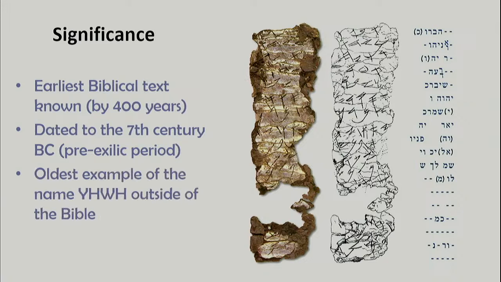And it also contains the oldest example that we have of the Tetragrammaton, the name of God. The YHWH is the oldest known example we have of God's name, the Tetragrammaton, being used in a text.